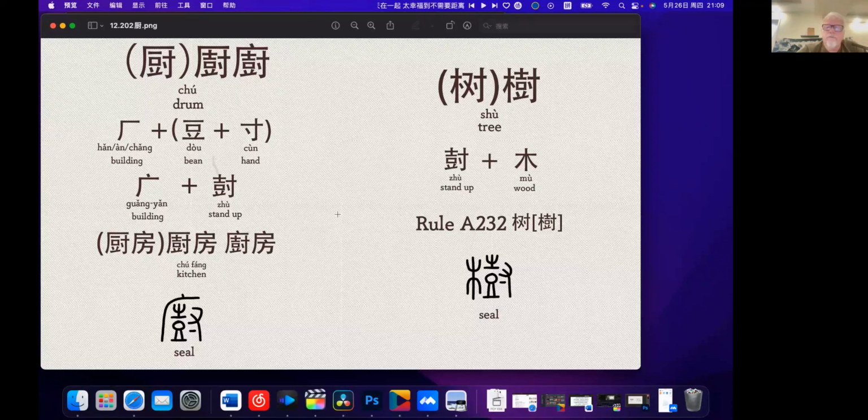If we look on the right-hand side of the traditional character, we have a Ju, which is a phonetic. It means to stand up. A tree, of course, stands up. So it's both a phonetic and a semantic. But when they simplified the character, they changed half of it into a yo, which is ridiculous. So the modern simplified character has pretty much lost all its logic.